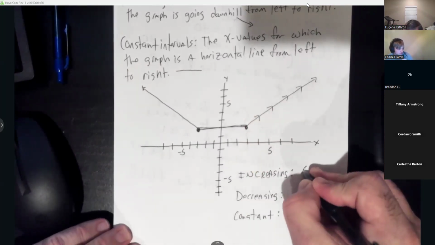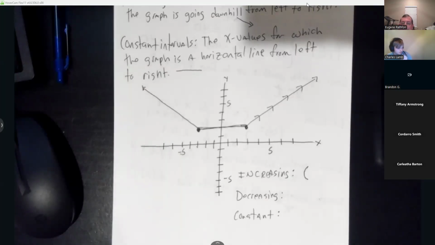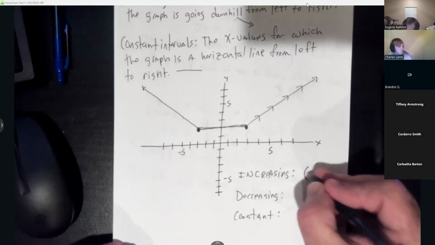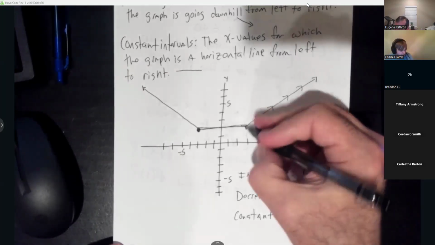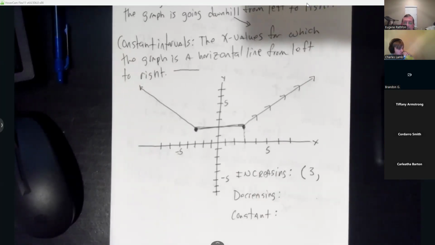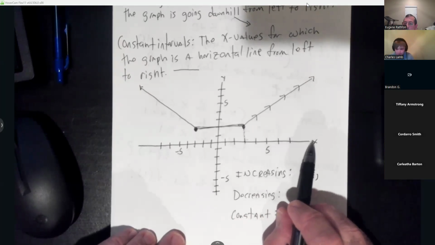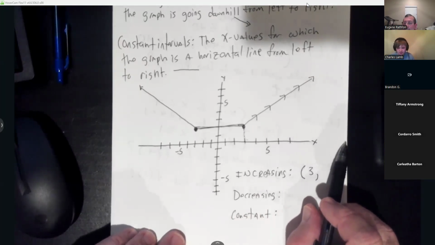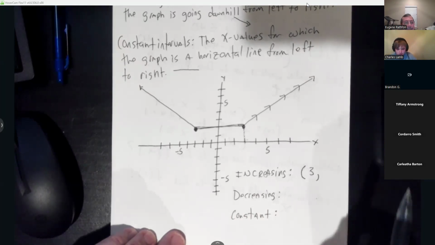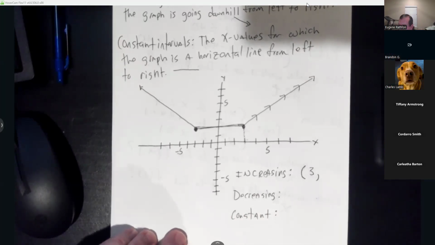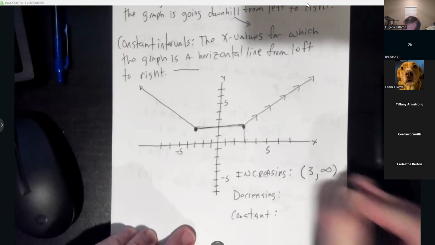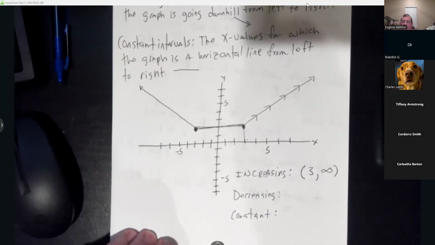So I'm going to put my curvy parenthesis. My question is, where does it start increasing at? 3, good job. So 3 right here on the x-axis. Now, here's my question. As these x's are headed off toward the right, what are they headed off towards? Positive infinity. So increasing from 3 to positive infinity.